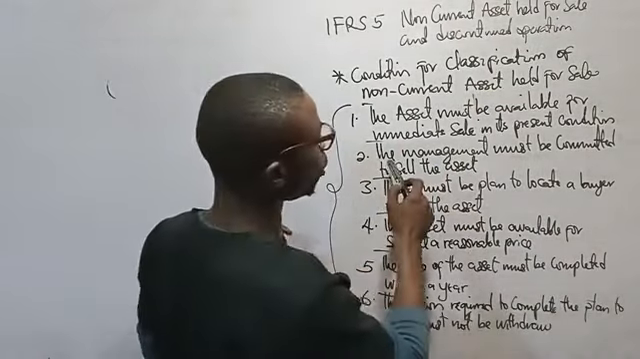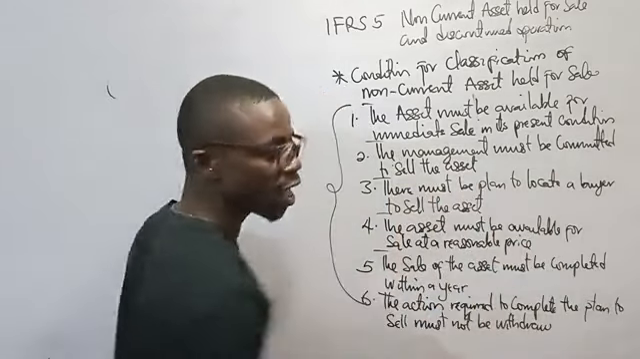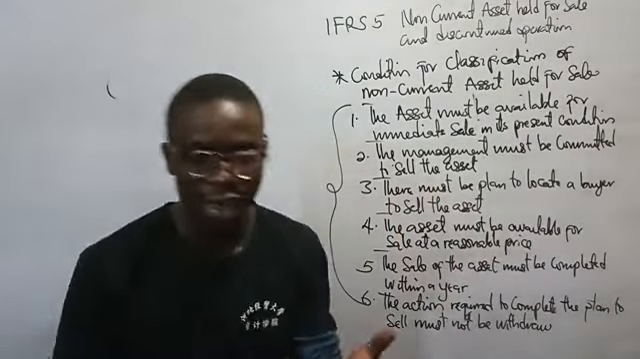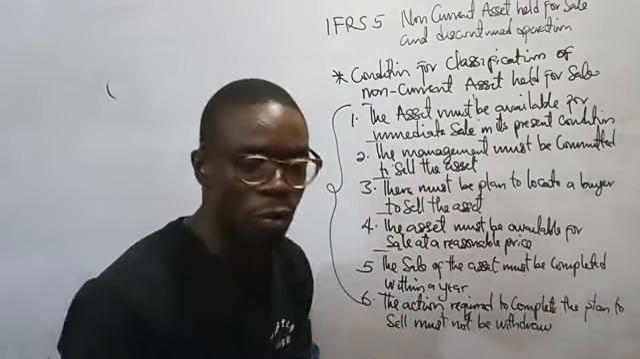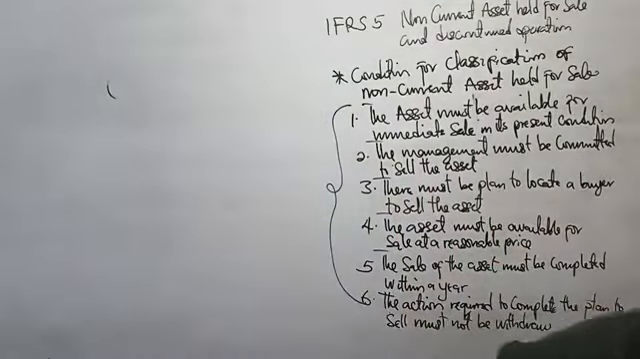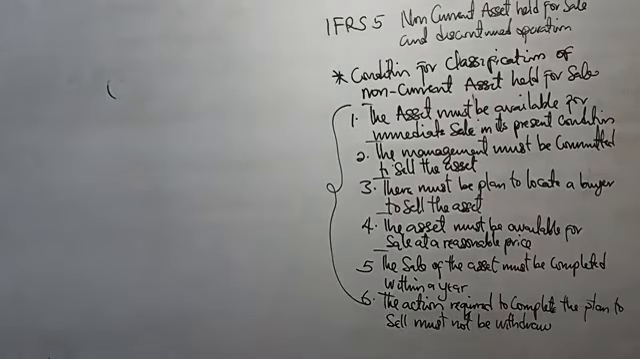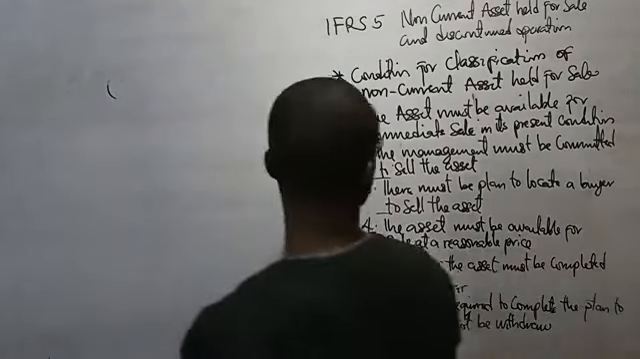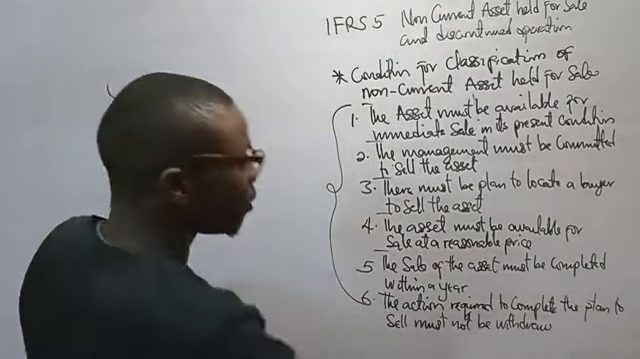That's condition 1. The 2 is that the management must be committed to sell the assets. That means you are not saying that there's a probability we want to sell, but let's see how it goes. They must be committed. That means they have a plan to sell it.